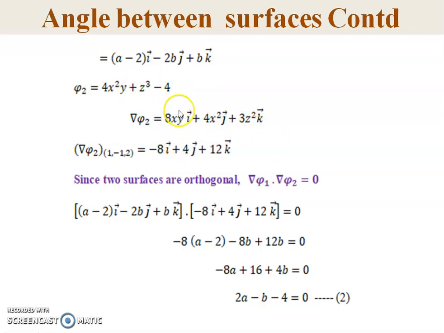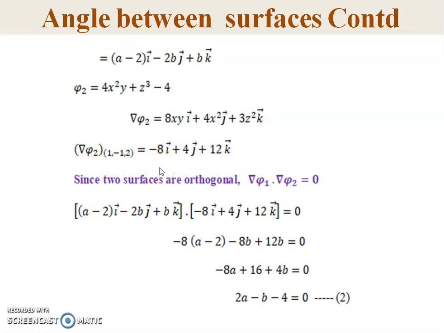Right? For this, differentiate with respect to x. For this, differentiate with respect to y. For this, differentiate with respect to z. Now substitute the point here. Okay, we get −8i vector + 4j vector + 12k vector after substituting the point x equal to 1, y equal to −1, z equal to 2.